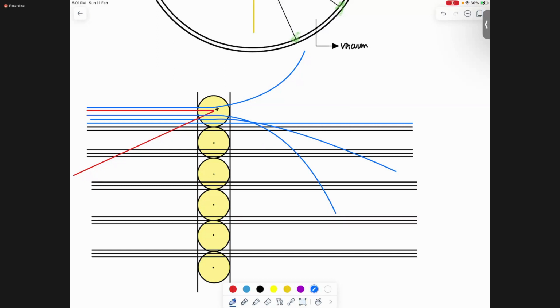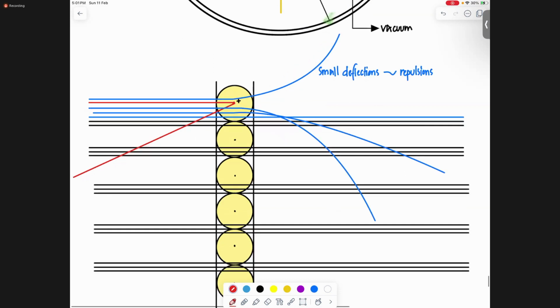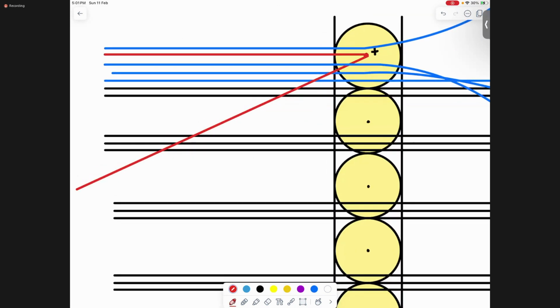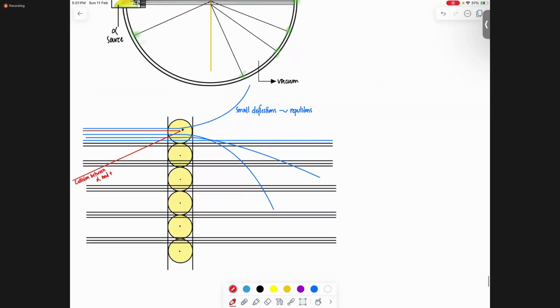So the small deflections happen because of positive charge repulsion. But what about the large deflection? Yes, the large deflection takes place because of colliding. So collision takes place. Okay, so yeah, that's the reason why the outcome looks like this.